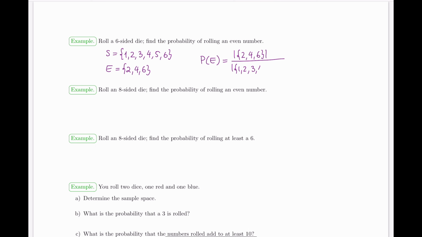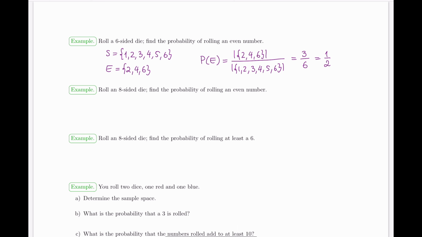1, 2, 3, 4, 5, 6. So the number of elements in this set is 3. The number of elements in this set is 6. So overall, I can simplify and I'm going to get 1/2.